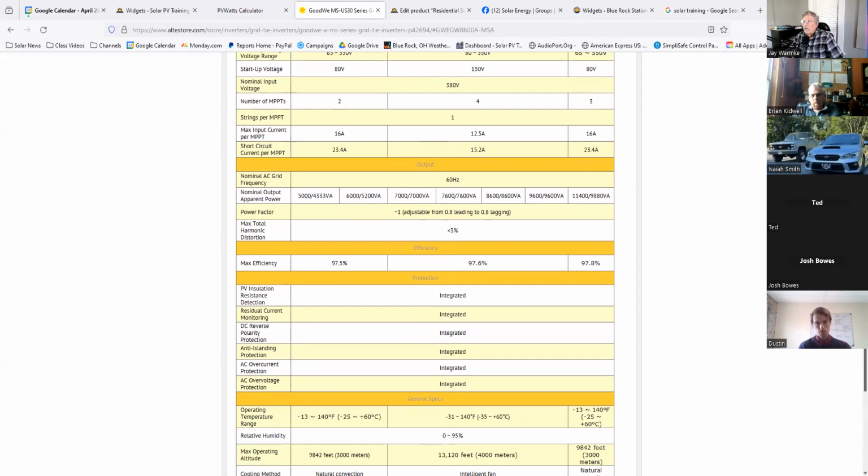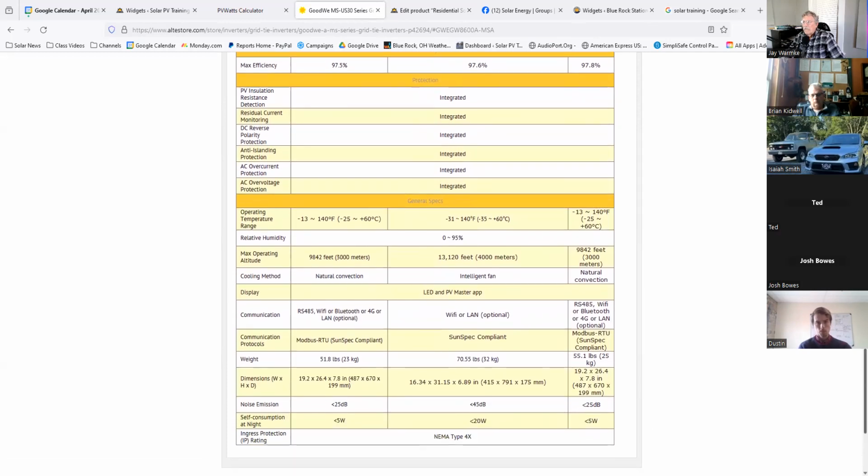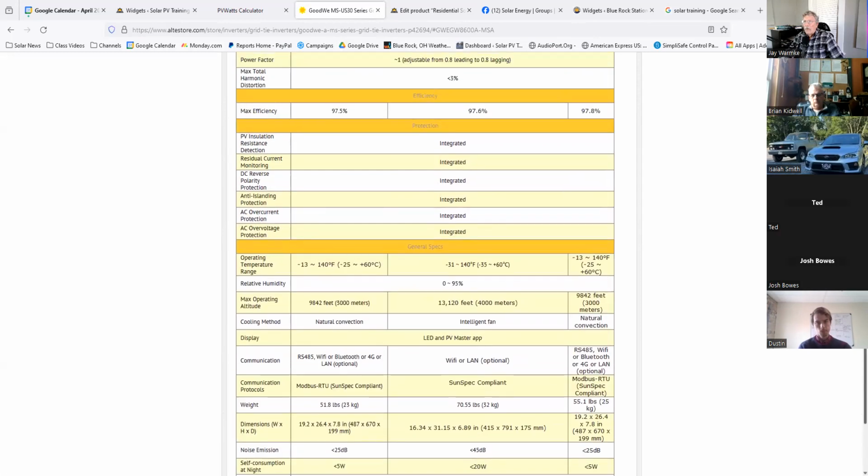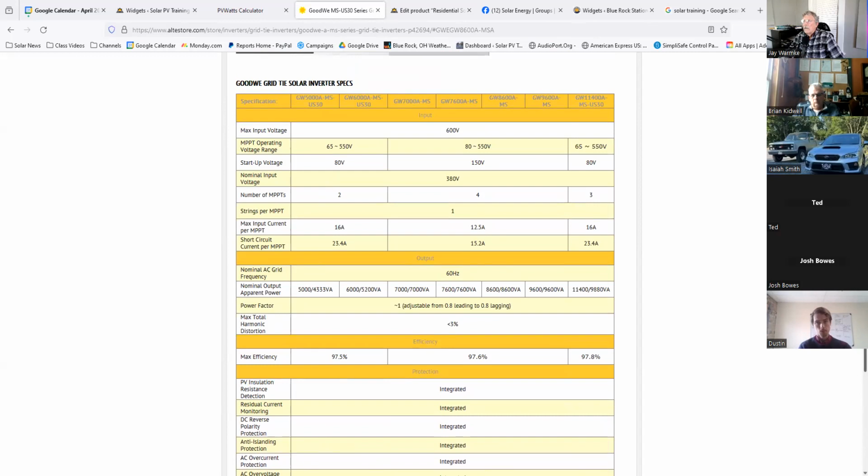Parent output power, does it give me the amps? Sometimes they're very helpful. They just tell you what the maximum output amperage is. They have short circuit current. I don't see AC reverse. Yeah, that's per string coming in. That's input. Okay. Yeah. It's telling me that the output is 8,600.